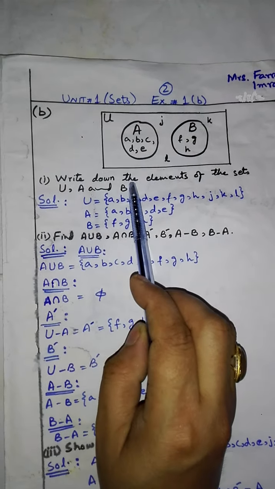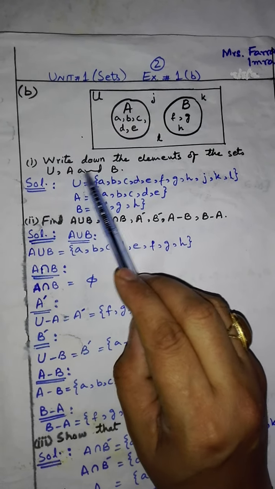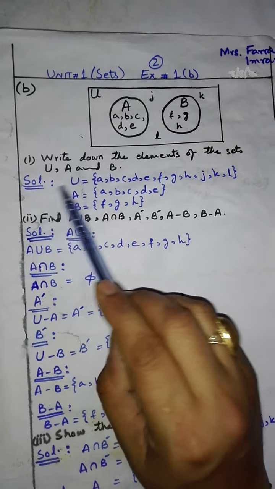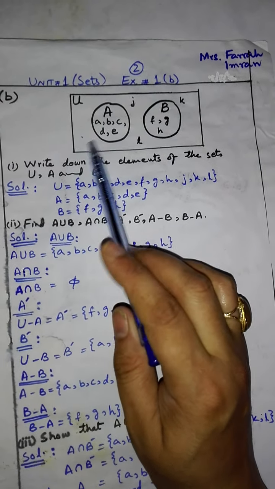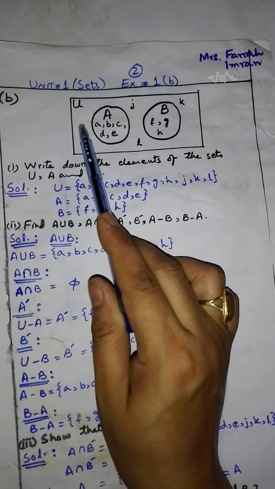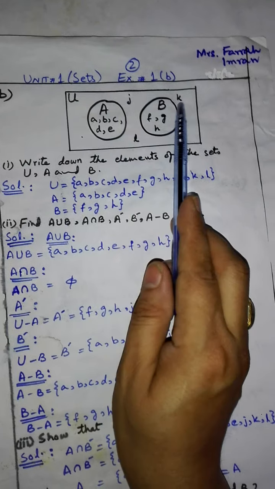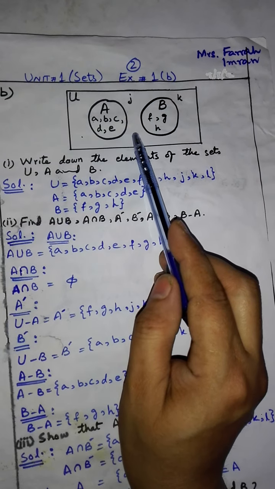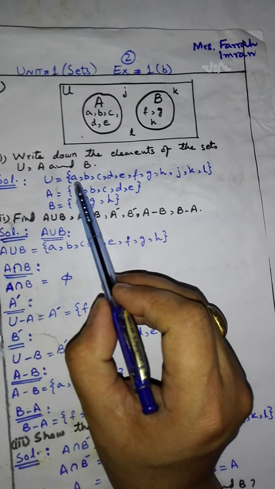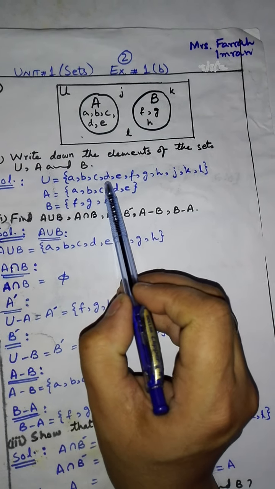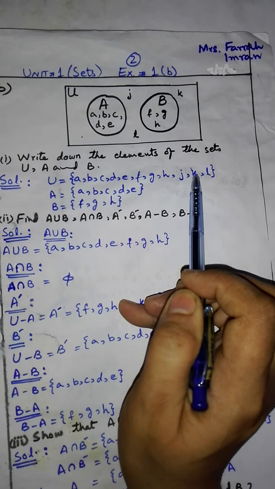Write down the elements of the sets U, A and B. Solution. U is equal to, look at the diagram. All the elements which belong to A and B and all the remaining elements belong to U. Look at these elements: A, B, C, D, E, F, G, H, J, K, L.